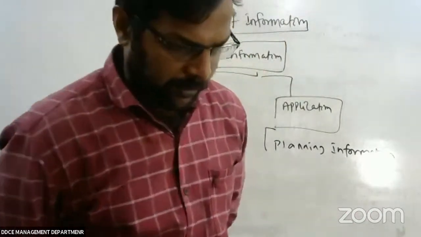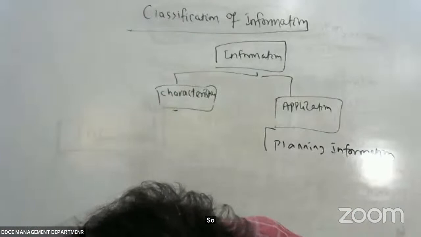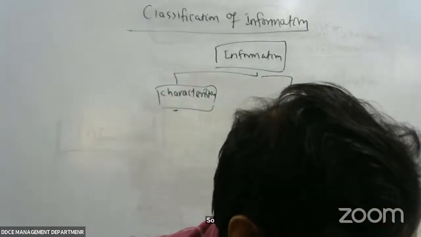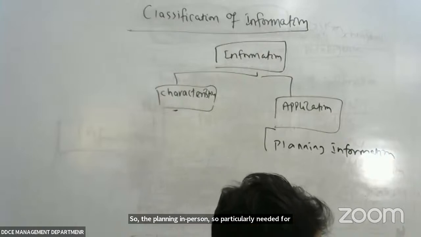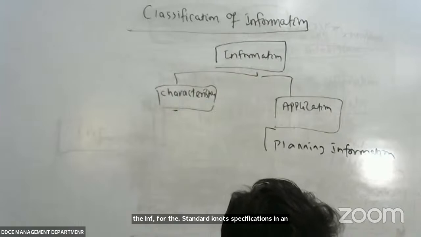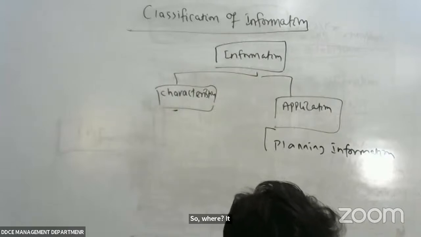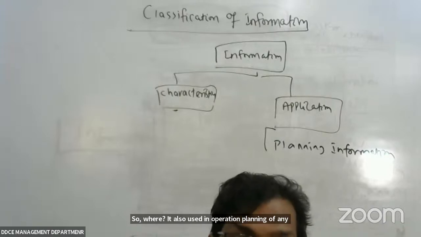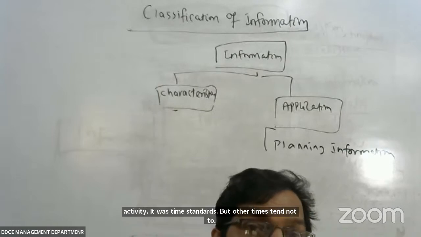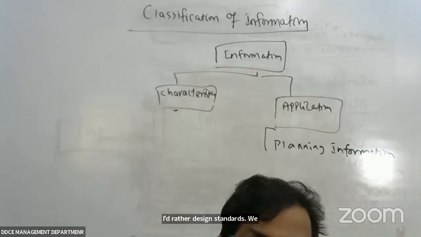So in planning, information is particularly needed for establishing standard norms and specifications in an organization. It is also used in operation planning of any activity. Suppose time standards: what time standards do we want to use? What design standards do we have to use?